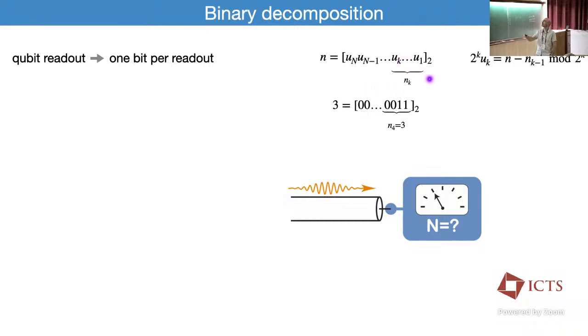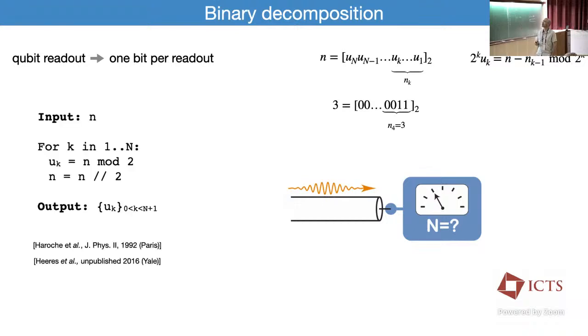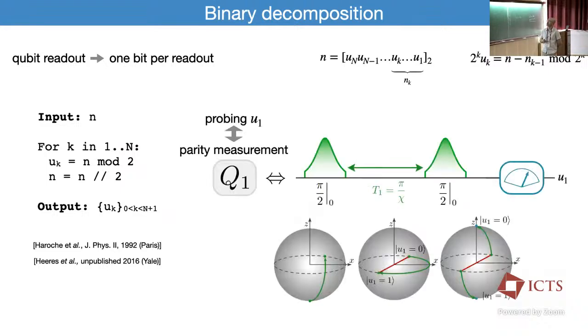We can write this, and so the game now is to encode into the qubit state each of these bits and decode the number of photons one bit by one bit. So this is the algorithm that we're going to use. It's an algorithm that was actually proposed by Serge Haroche and Jean-Michel Raymond in 1992 in the context of cavity QED. And so the way we do it is the following.